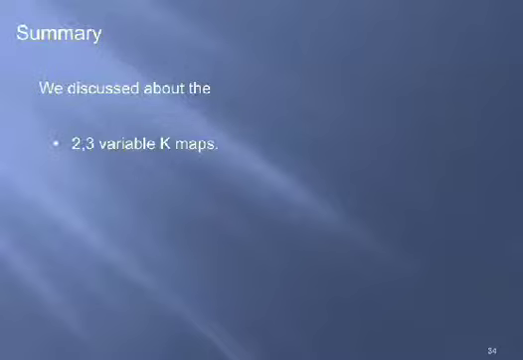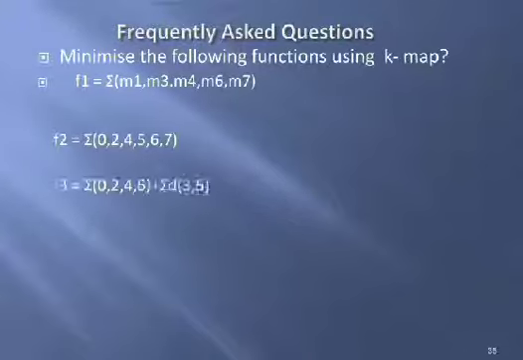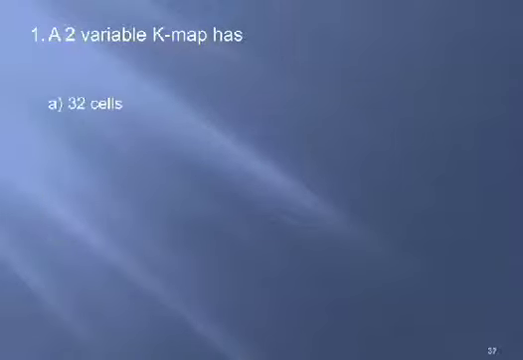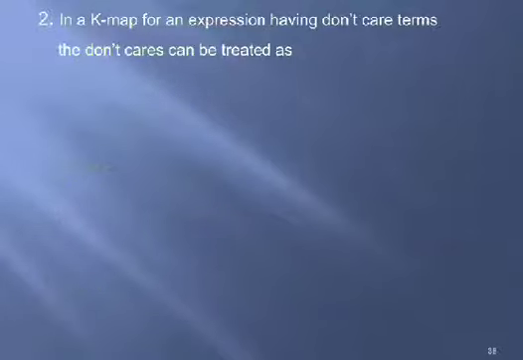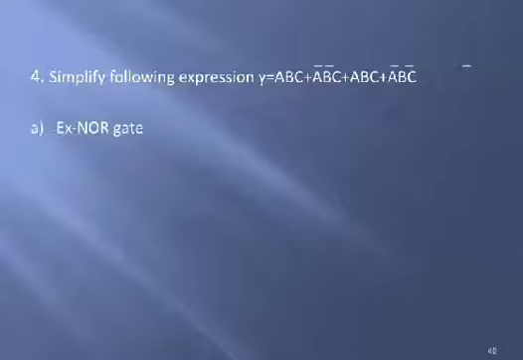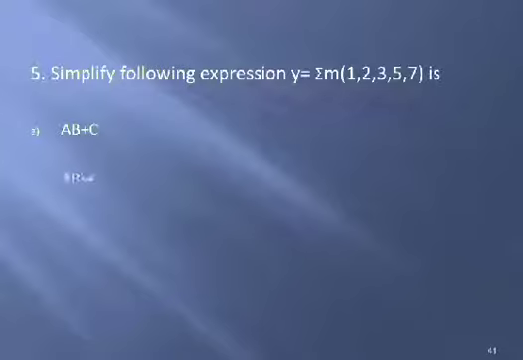Overall summary: we have discussed 2 variable K-maps and 3 variable K-maps, and also their simplification and implementation. Some more problems are given that you can solve. A 2 variable K-map has how many cells? 4 cells, 2 squared. In a K-map for an expression having don't care terms, the don't cares can be treated as either 0 or 1 depending upon the problem given. And simplify the following expression; all those things you can do with the help of K-map. 1 2 3 5 7.